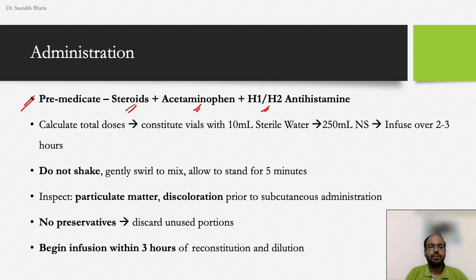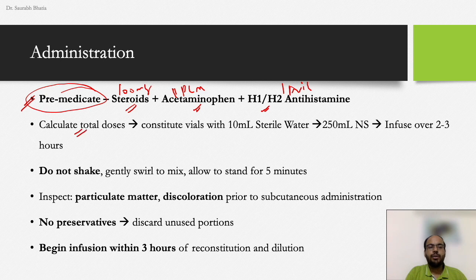In the institute where I did my residency, we used to give 100 milligram of hydrocortisone, one ampule of paracetamol, and one ampule of Avil. We used to give all of this 30 minutes before starting the infusion to the patient. So we used to pre-medicate with all of these drugs.